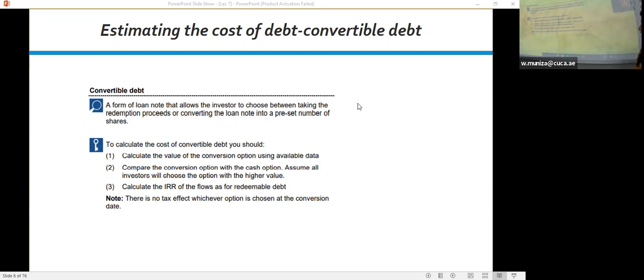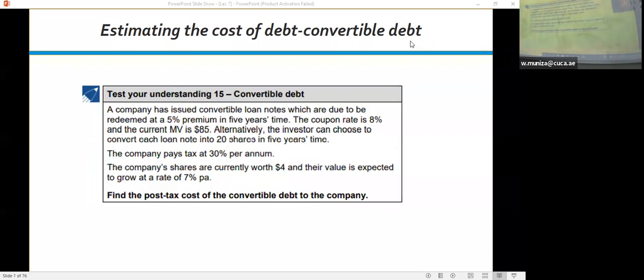The key point to calculate the cost of convertible debt is to calculate the value of the conversion option using the available data. Then compare the conversion option with the cash option. Assume all investors will choose the option with the higher value. Whichever gives you the higher value, you select that one. Then calculate the IRR of the flows as for redeemable debt, because IRR is the cost of debt at which the NPV of the project is zero. Note, there is no tax effect whichever option is chosen at conversion date, so interest payments are calculated excluding the factor of taxation.